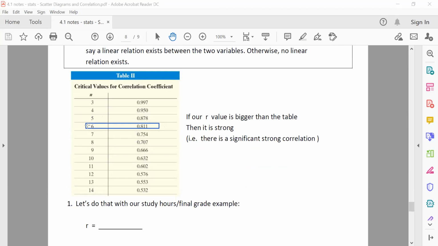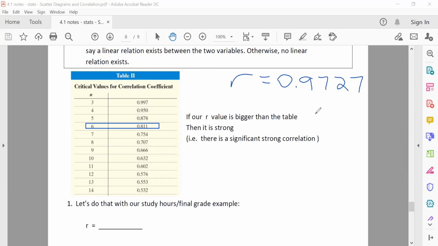Right, N is the sample size. It's basically the number of data values we got, or in this case, the number of paired data values we got. There's 6 students who were measured. And then the R value was 0.811, that is the minimum threshold, that's the cutoff. Well, the R value we got was 0.9727.